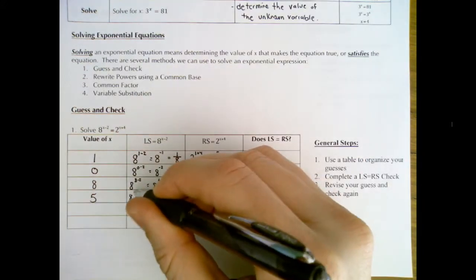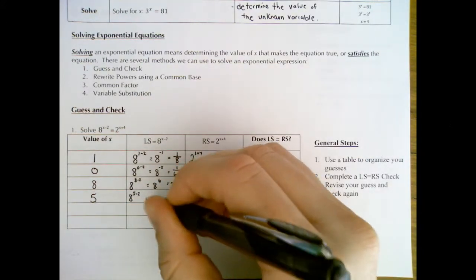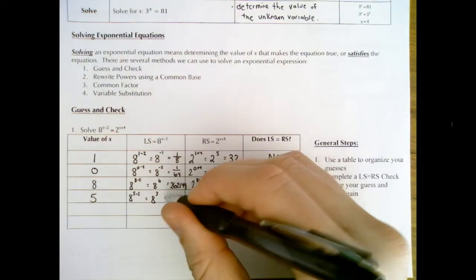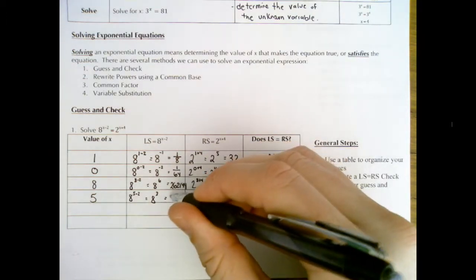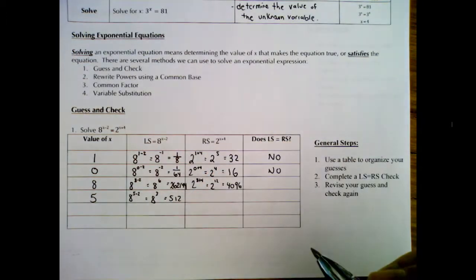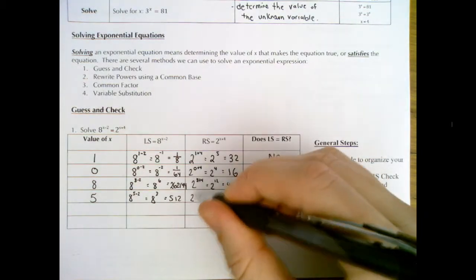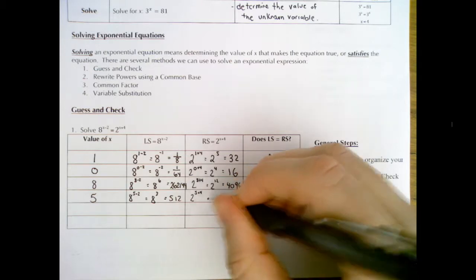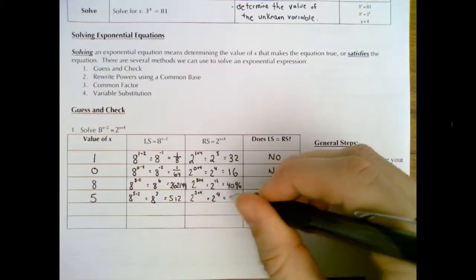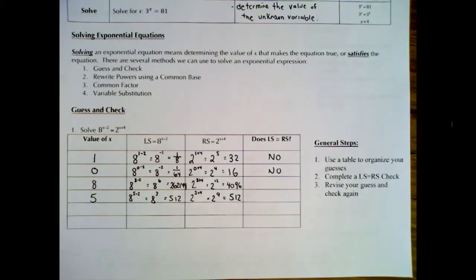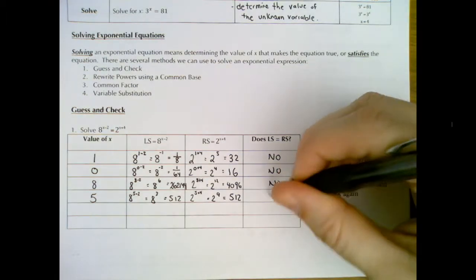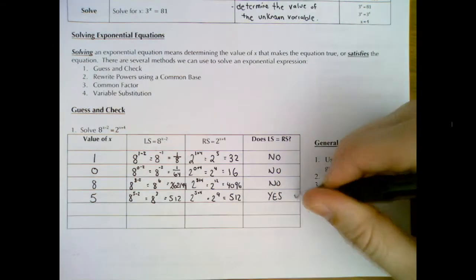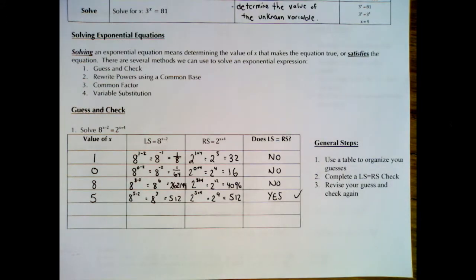8 to the exponent 5 minus 2 is 8 to the exponent 3, which is 64 times 8 is 512. This could be it. Let's try 2 to the exponent 5 plus 4 is 2 to the exponent 9. Yeah, 512. So it wasn't 8, but it definitely was 5. Yes. So we were able to guess it.